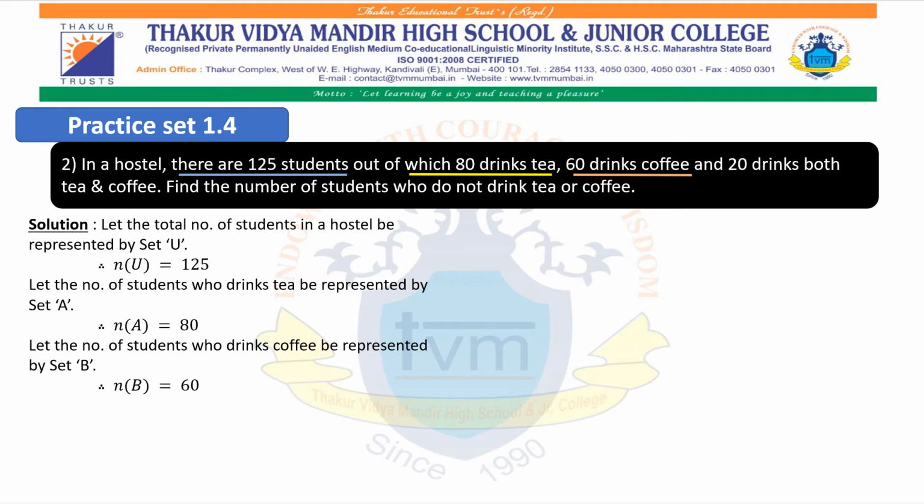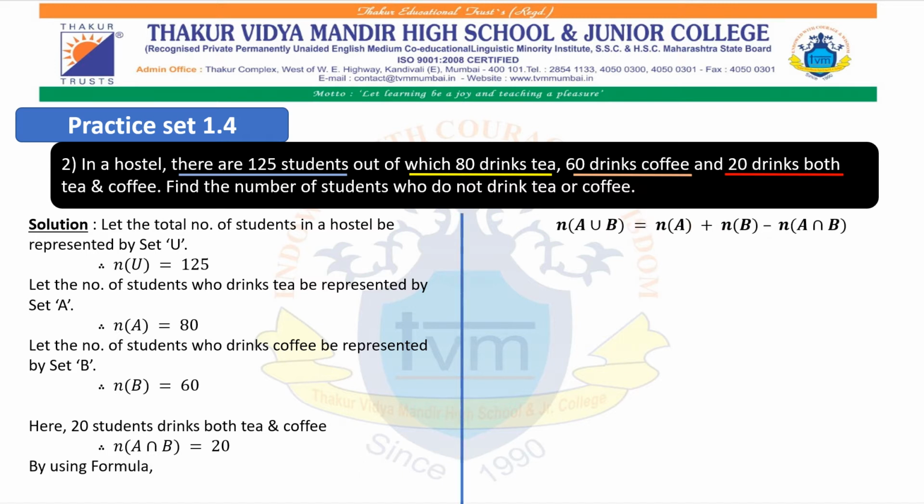After that, they say 20 drink both. Both means they are common to tea as well as coffee. It means here 20 students drink both tea and coffee. Therefore, n(A intersection B) = 20. And then they ask us to find the total number of students who do not drink tea or coffee. Let us use our formula.